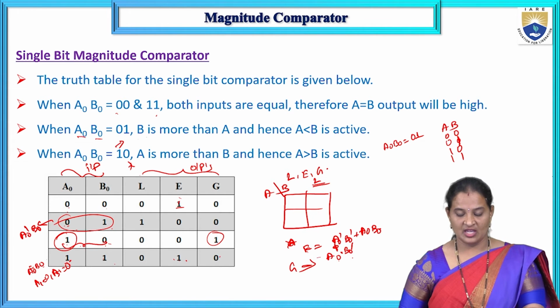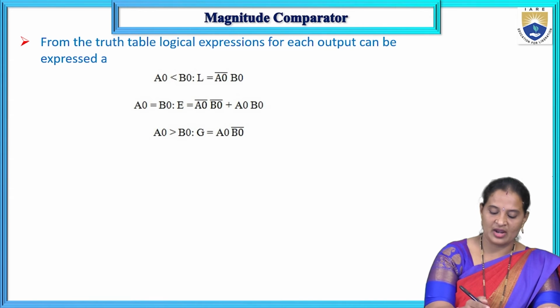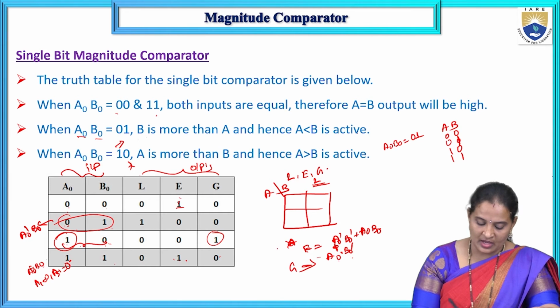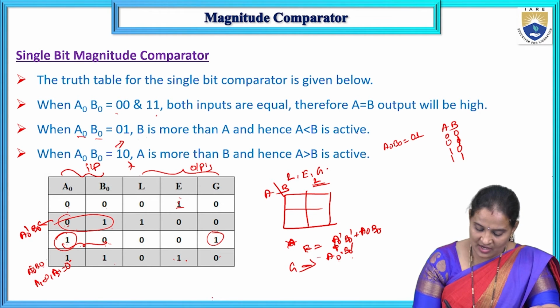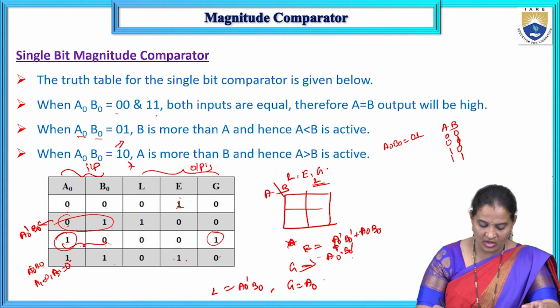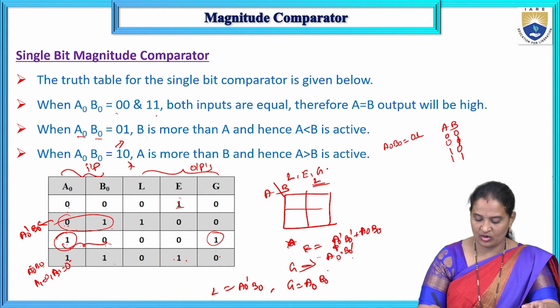So this is the single bit magnitude comparator. Now let us draw the equations from what we have discussed just now. The less than output is A naught complement B naught, and the greater than output is 1 when A naught equals 1 and B naught equals 0, so A naught B naught complement.